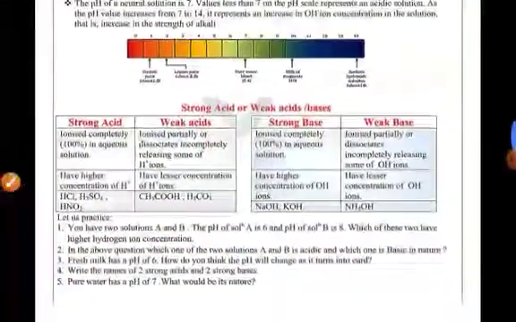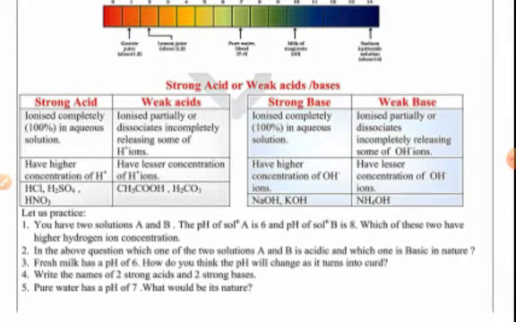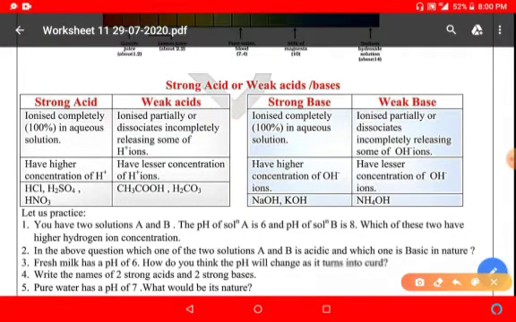Now we go to the difference between a strong acid and a strong base. Strong acids are ionized completely in aqueous solution, that means they give a higher concentration of hydrogen ions, like HCl hydrochloric acid, H2SO4 sulfuric acid, HNO3 nitric acid. Whereas weak acids are ionized partially or dissociate incompletely, releasing some of the hydrogen ions, that means a lesser concentration of hydrogen ions, like acetic acid and carbonic acid.